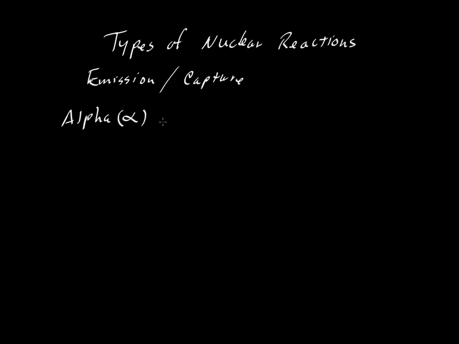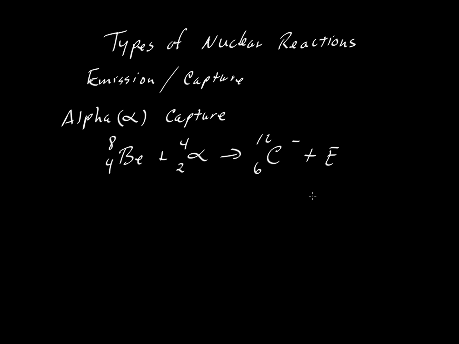The Greek symbol is this, and so that's commonly used as a substitute for writing out the word alpha. And for alpha capture, we can take beryllium with atomic weight 8, react it with an alpha particle, which is the equivalent of a helium nucleus, and we would create carbon-12. This kind of reaction occurs inside of stars, where beryllium and helium fuse together and give us carbon-12, and quite a bit of energy is released.